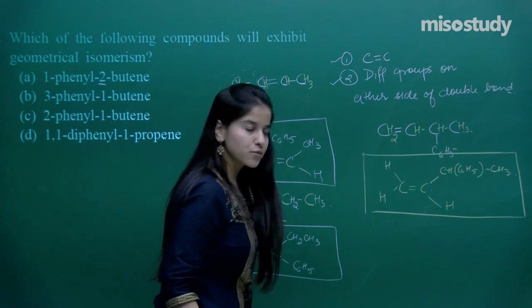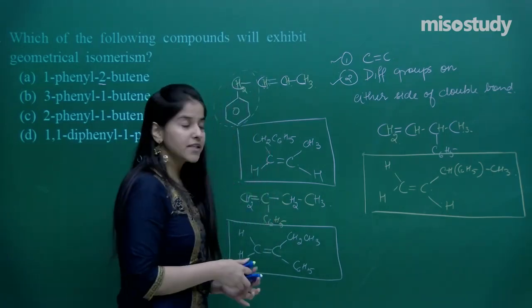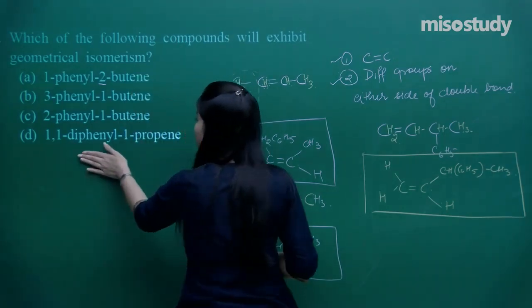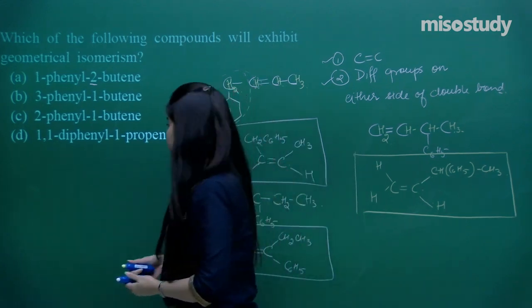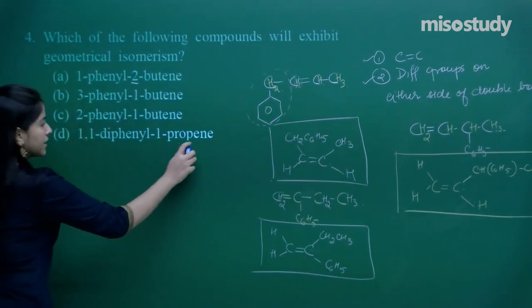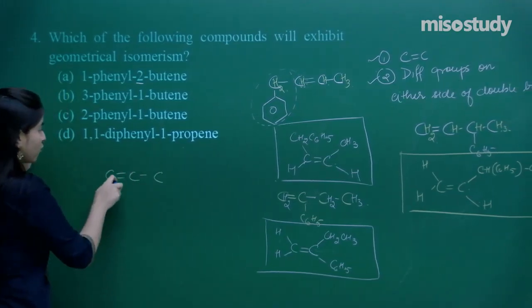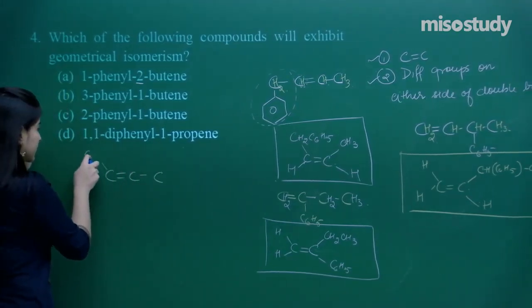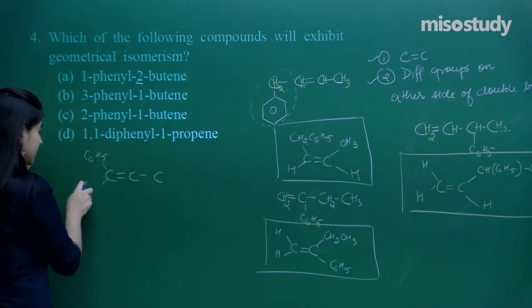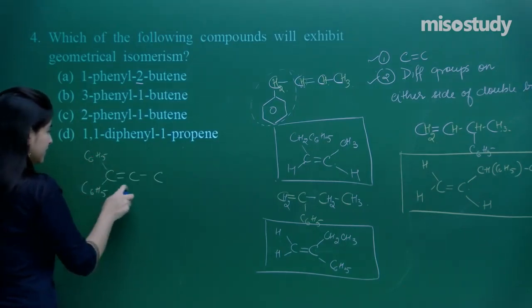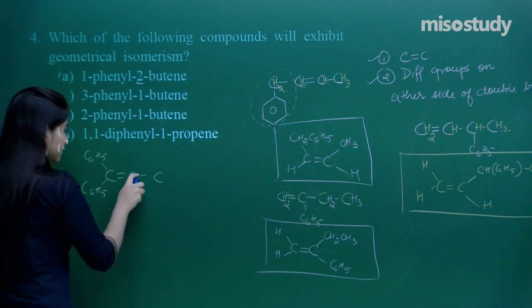And moving on to the very last one. What is it? 1,1-diphenyl 1-propene. I need 1-propene, and 1,1-diphenyl means C6H5, C6H5, and that is what we have.